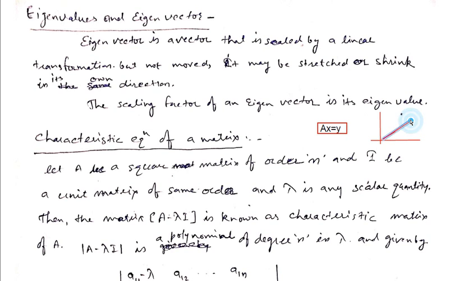So if y is in the same direction as x, then x is an eigenvector. It might be stretched or shrunk, or if it is in some other direction, it is some other vector. So an eigenvector is a vector that is scaled by a linear transformation or a matrix transformation. A matrix transformation is also a linear transformation, but it does not move. It may be stretched or shrunk in its own direction, the same direction.